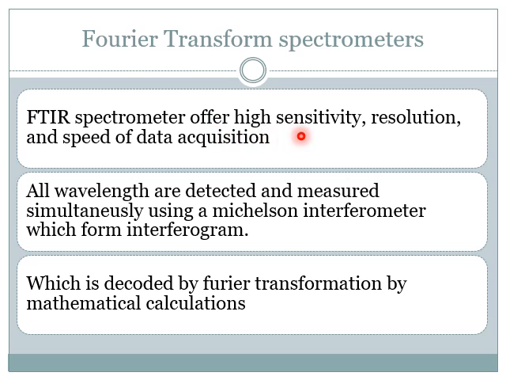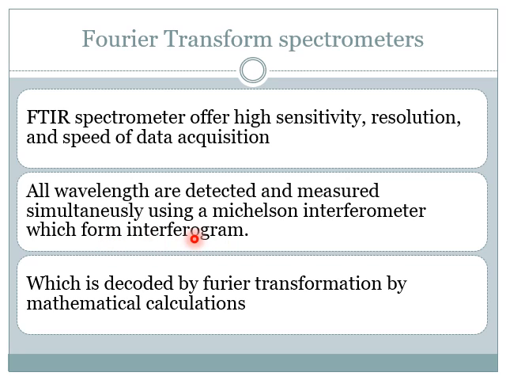FTIR spectrometers offer high sensitivity, resolution, and speed of data acquisition. All wavelengths are detected and measured simultaneously. In a short time, all the wavelengths can be detected and measured. Spectra can be scanned in a very short time, and it uses an instrument, the interferometer, which is also called the Michelson interferometer.